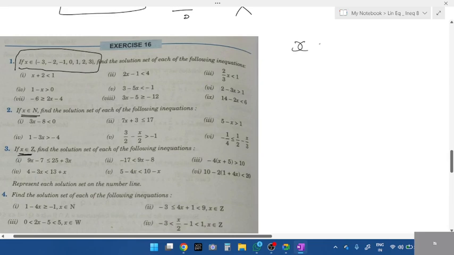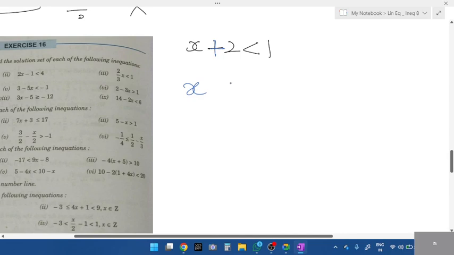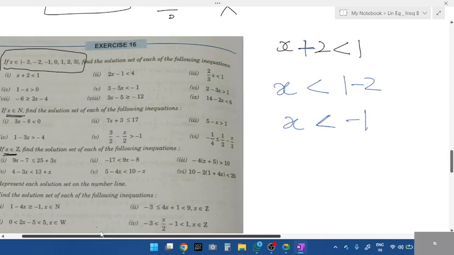First question, X plus 2 is less than 1. Tell me the answer. For addition, what is the relation between X and 2, students? What sign is that? Plus. For plus and minus, the sign will not change. X is less than 1, and plus 2 goes to the other side and becomes minus 2. So what's the answer? X is less than, what is 1 minus 2? No, along with the sign. Very good, minus 1. All of you understood X is less than minus 1?